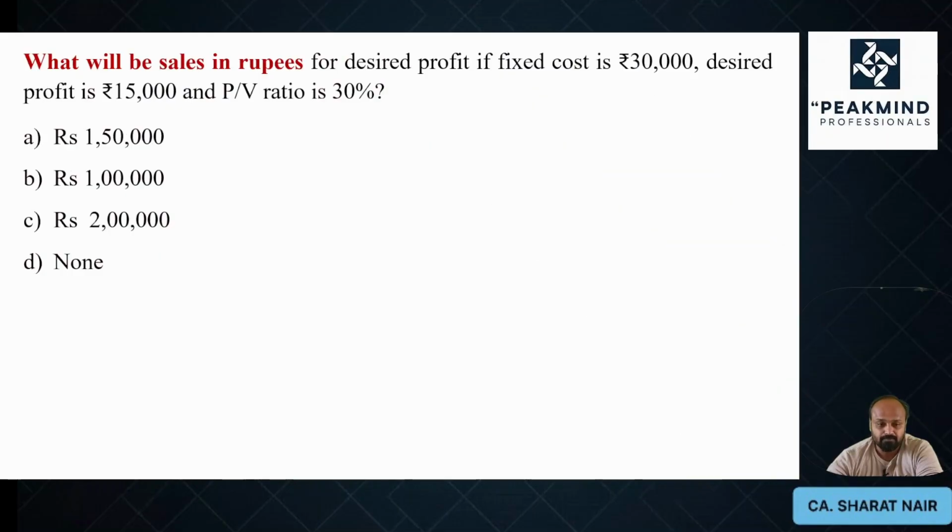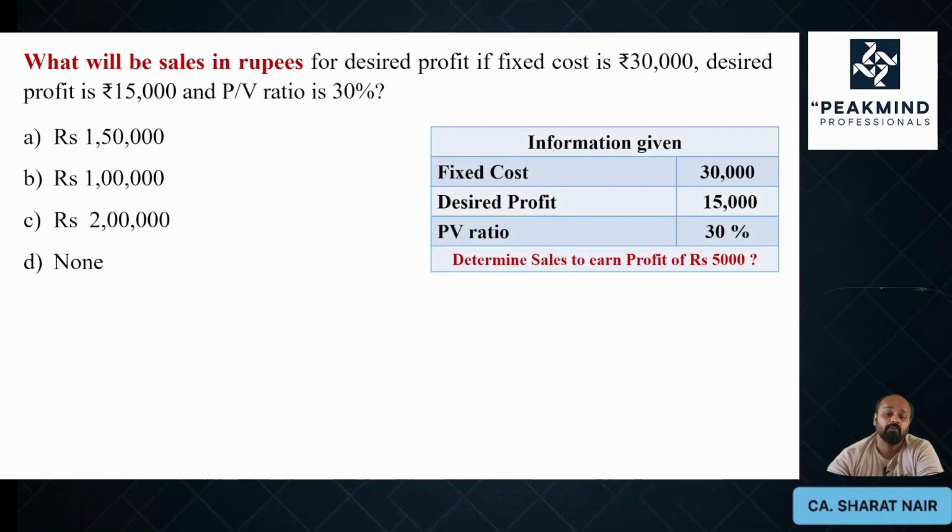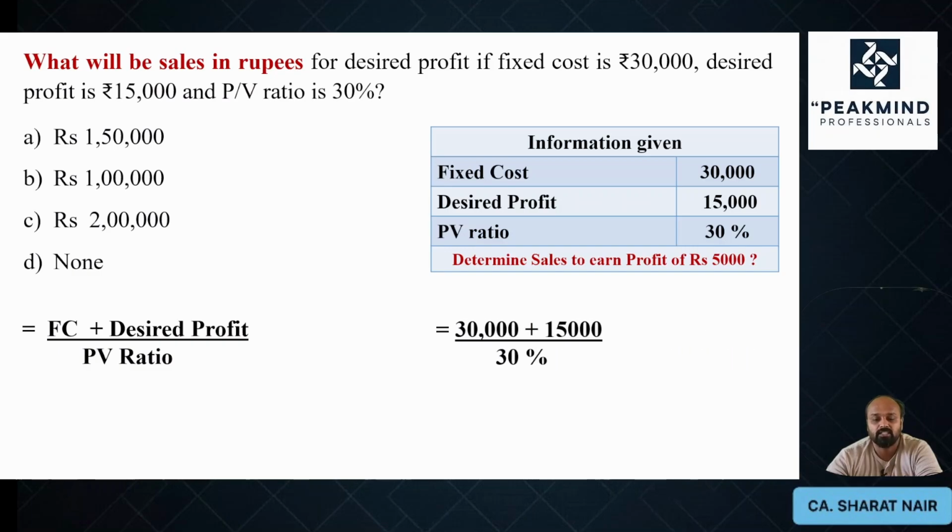Moving further, they are asking us to find out the sales value in rupees to earn a desired profit of 5,000. Now, the given information is fixed cost is 30,000, desired profit is 15,000, and the PV ratio is 30%. Again, we will apply the same formula, fixed cost plus desired profit divided by PV ratio, which is 30,000 plus 15,000 divided by 30%. It will be further simplified, 45,000 divided by 30% to get an answer of rupees 1,50,000. So correct answer is option A, 1,50,000.